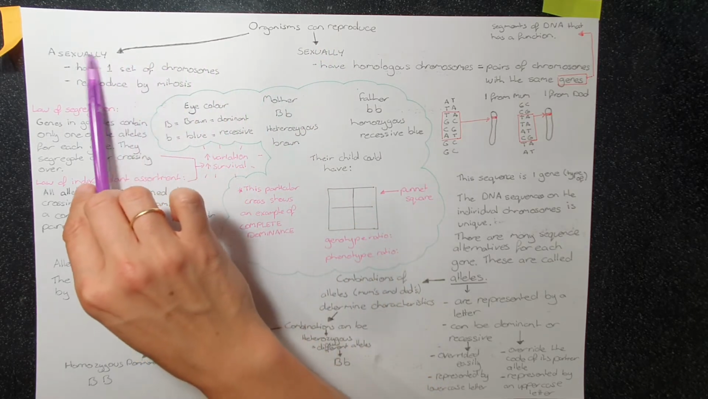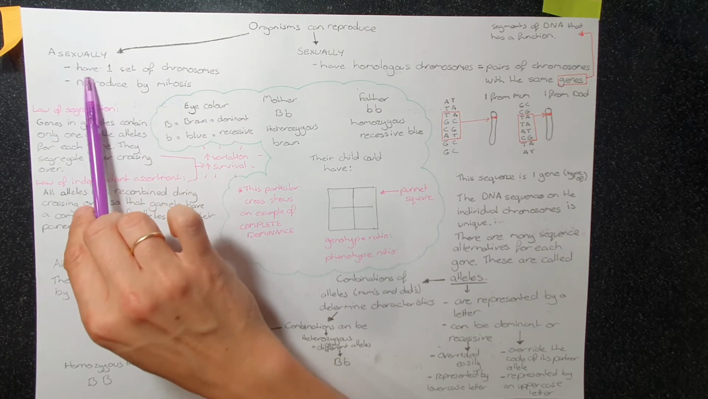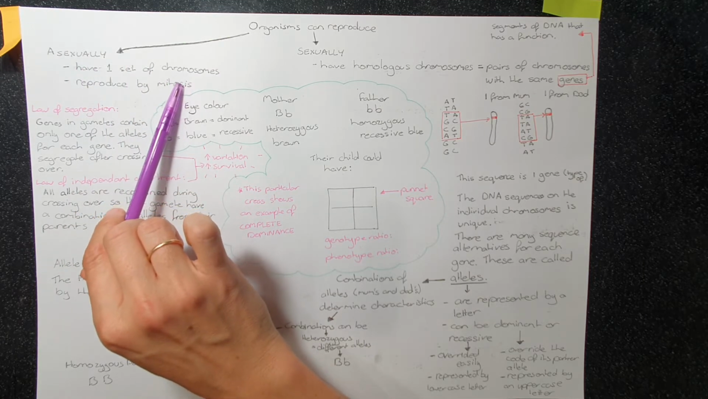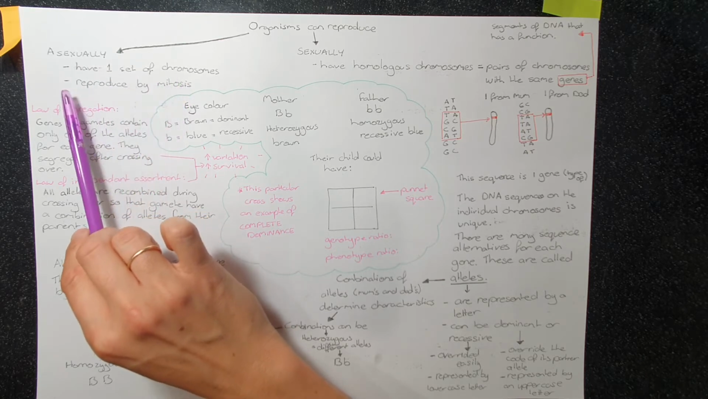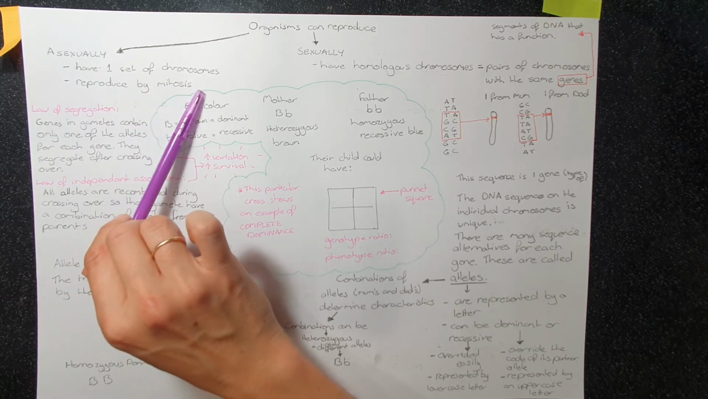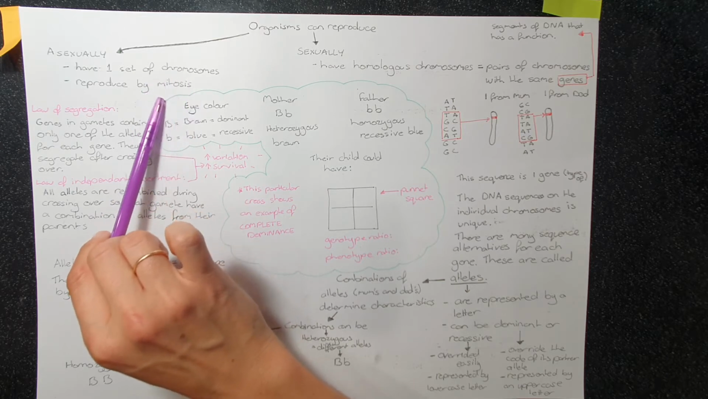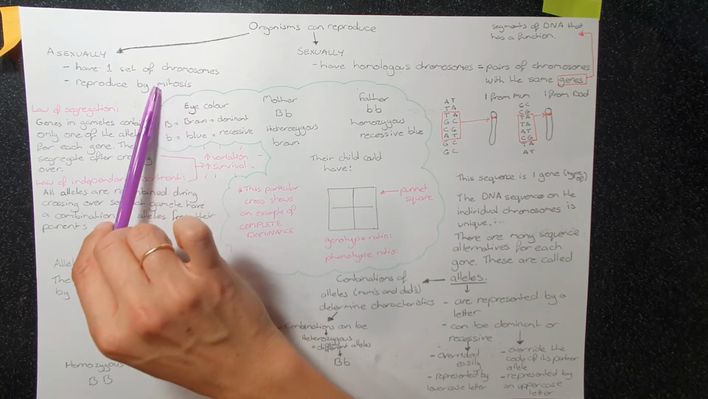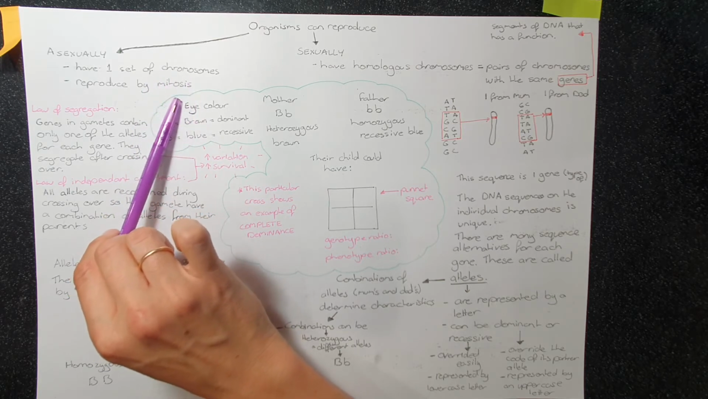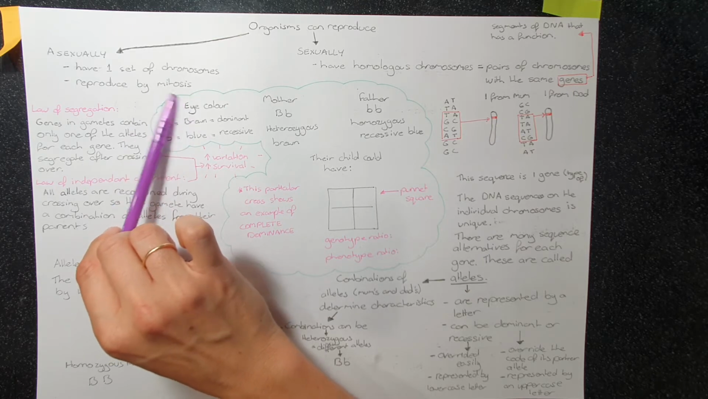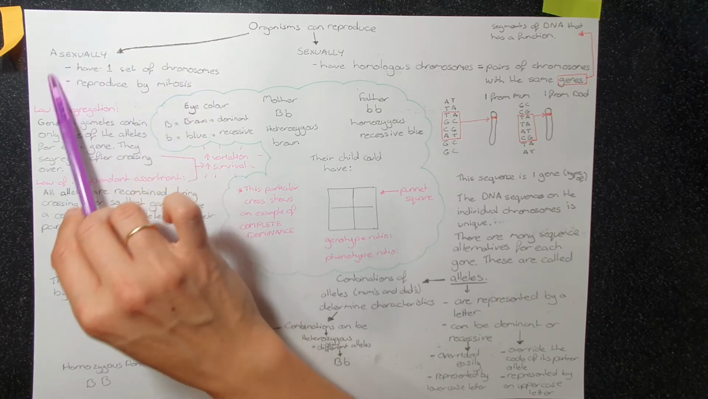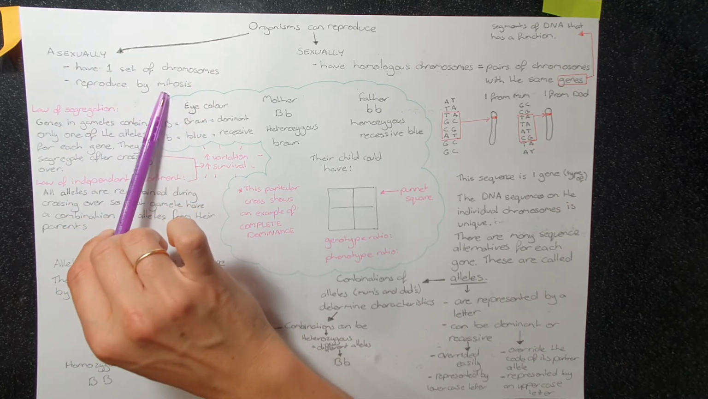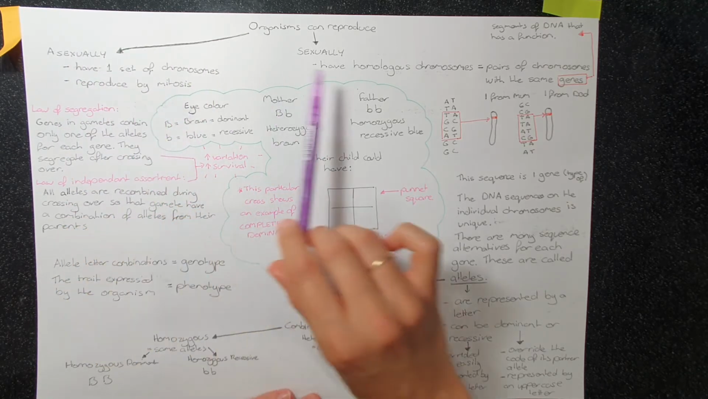If they reproduce asexually, these organisms have one set of chromosomes. So that would be one set of chromosomes and one of each gene, and they reproduce by the process of mitosis. So their offspring are identical to themselves, and there's little to no variation between parent and offspring. So asexually, one set of chromosomes reproduce via mitosis.